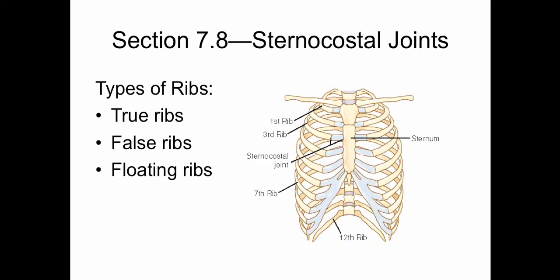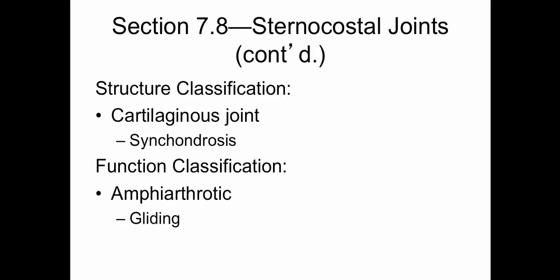There are three types of ribs: true ribs, false ribs, and floating ribs. Seven pairs of sternocostal joints attach the ribs to the sternum anteriorly. The first 7 pairs of ribs attach directly to the sternum via their costal cartilages and are known as true ribs. The 8th through 10th pairs of ribs join the costal cartilage of the 7th rib pair rather than connecting to the sternum directly, and are known as false ribs. The 11th and 12th rib pairs do not attach to the sternum at all and are known as floating ribs.